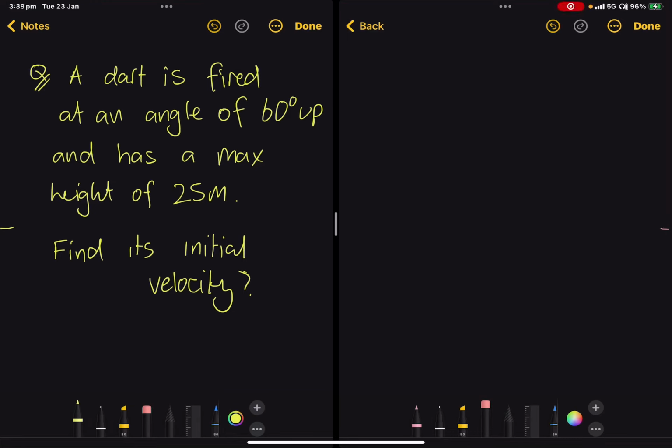So we're going to have a look at another advanced mechanics question. Here we're told a dart is fired at an angle of 60 degrees upwards, and it reaches a maximum height of 25 meters. We have to find its initial velocity.